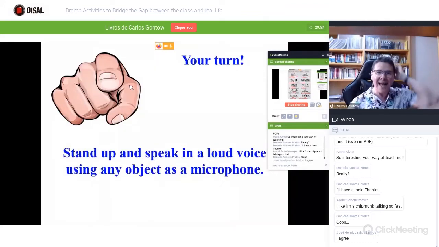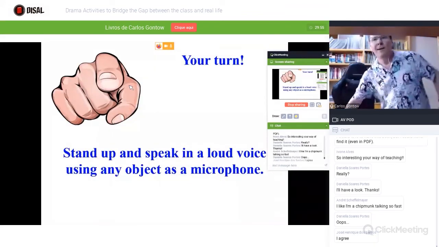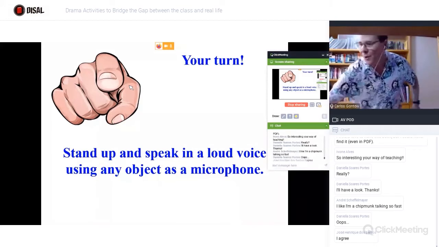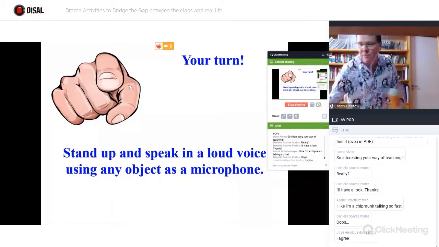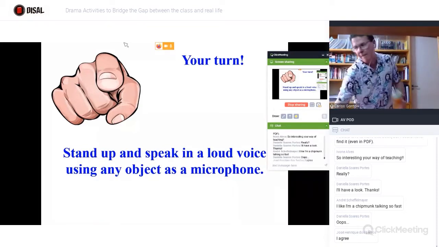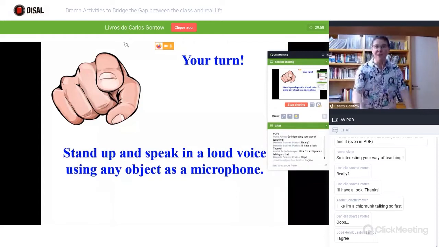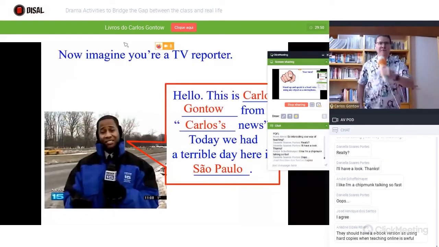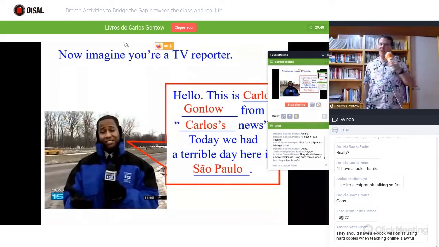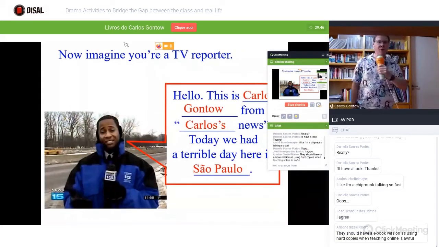But when they finish and they close the book, they will forget the grammar. So stand up, everybody. Get any object that you have near you that is going to be a microphone. I happen to have a real microphone, but the microphone can be a mouse, a bottle, a pencil, or even your finger. So imagine you are holding a microphone and you are a TV reporter standing in front of the camera, and you're gonna say, hello, this is Carlos Gontow from Carlos News.